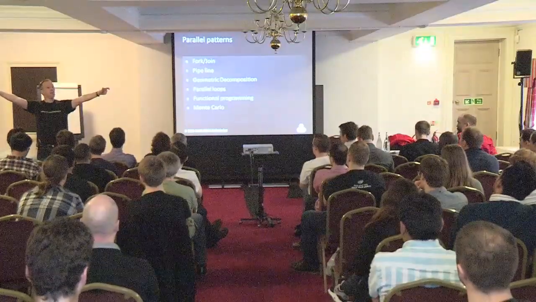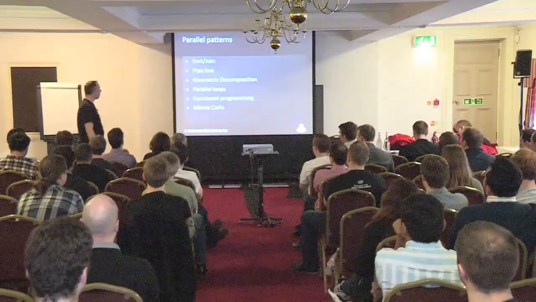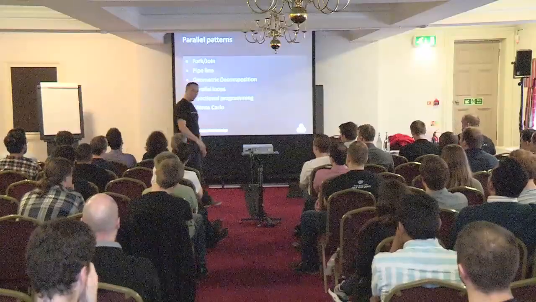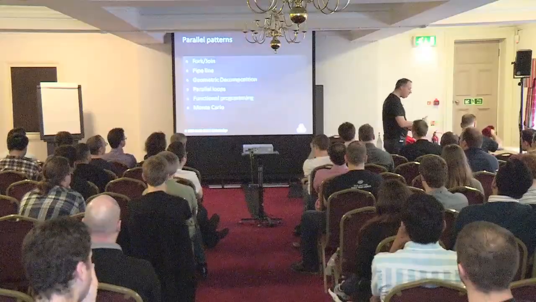We can only do that if we don't care about order, and there's no dependency between these things. So not everything can be parallel just because it's a loop. Functional programming is often seen as the holy grail for parallelism.